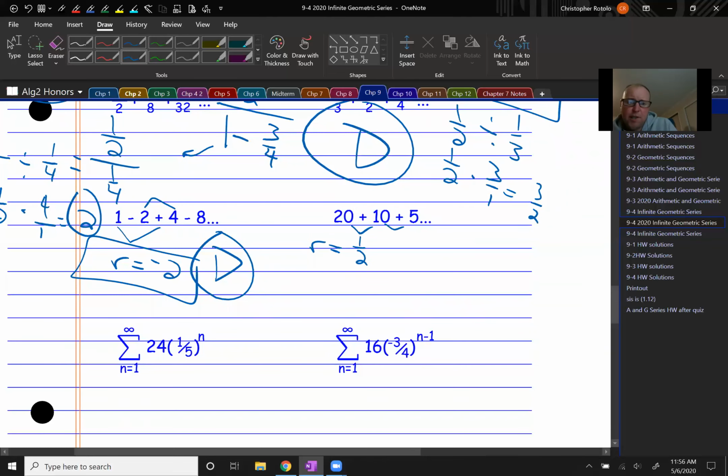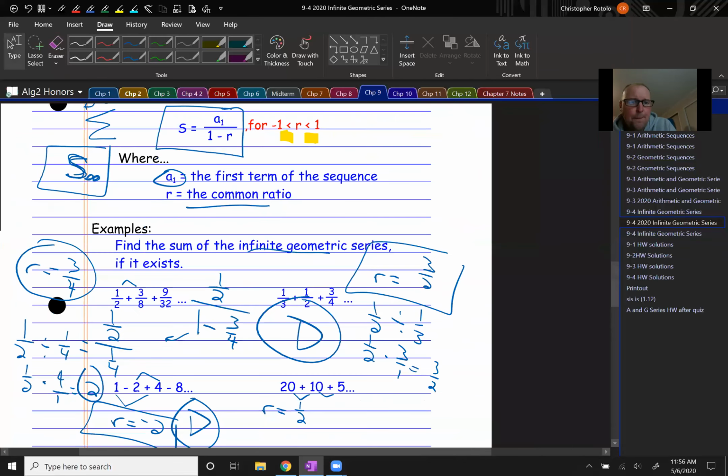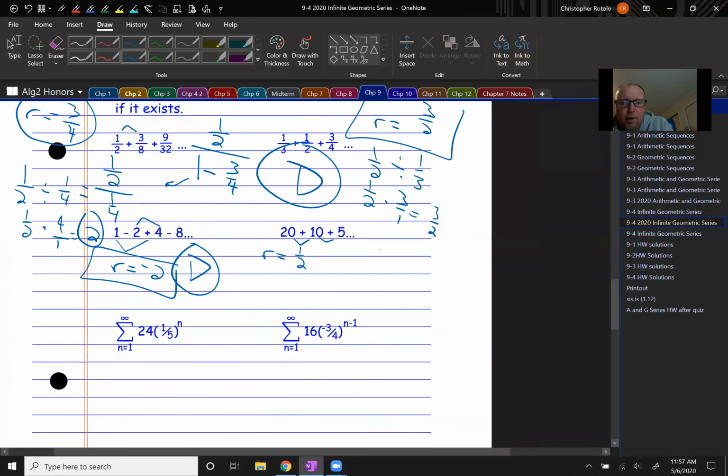Which means we're going to practice that formula again. Let me move that up so I can show you where this is coming from. a sub 1 over 1 minus r: 20 over 1 minus 1/2. So I get 20 over 1/2. So that means we're going to get a final answer of 40.